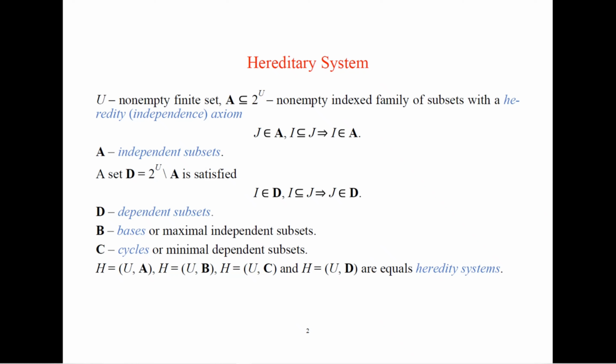We are also interested in other sets: B is the basis, or maximal independent subsets, and C is cycles, or minimal dependent sets. As you can see, if you know some of the index families A, B, C, or D, then you know all other index families. So that's why, from this point of view, every index family defines one hereditary system.